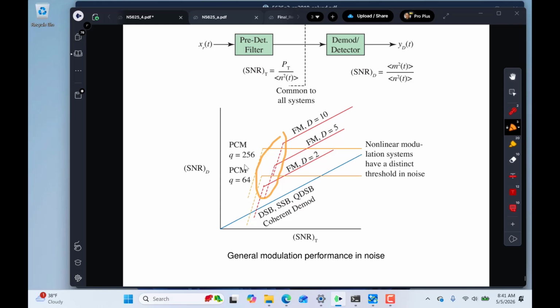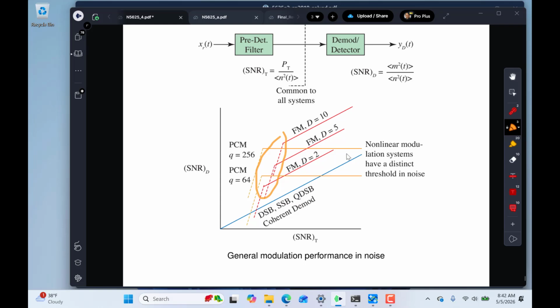So this is 64 or 256 number of bits per sample. Actually, this is 2 to the n bits per sample. So this would be 8 bits, and this would be 2 to the 8th, which is 256, and then 2 to the 6 is 64. Is that right?